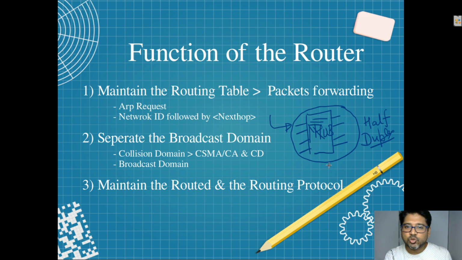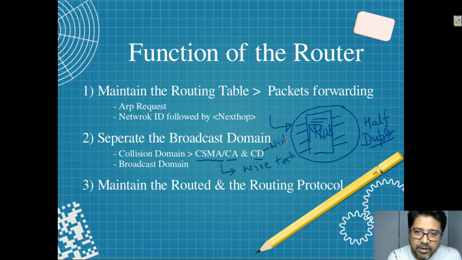What do you mean by collision domain? This comes with the protocol carrier sense multiple access, collision avoidance and collision detection. Collision avoidance and collision detection: in wired and wireless technology, they have two. In wired technology, they have collision avoidance, means there is no collision required. If you have wireless, then you have collision detection.